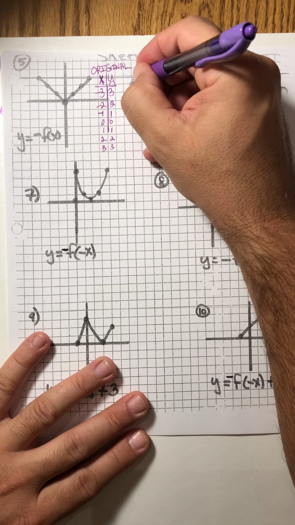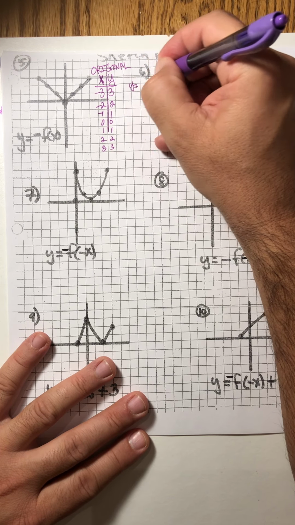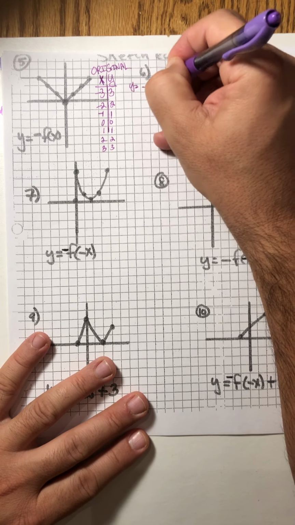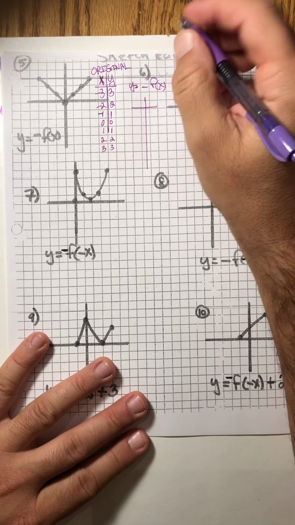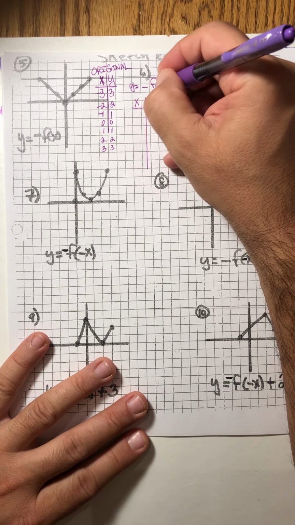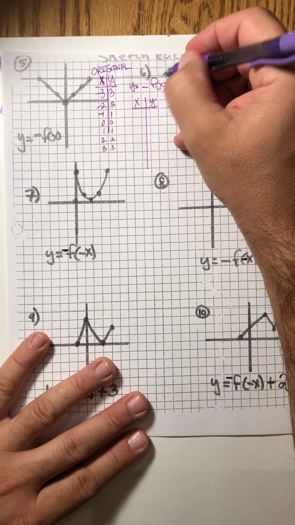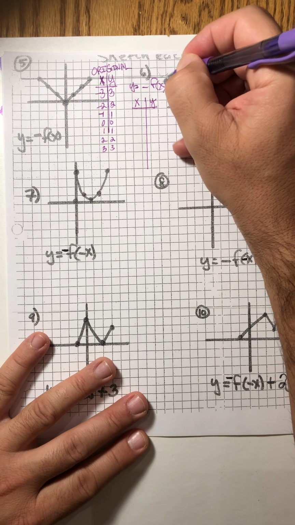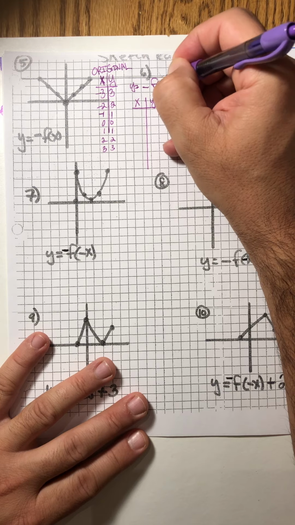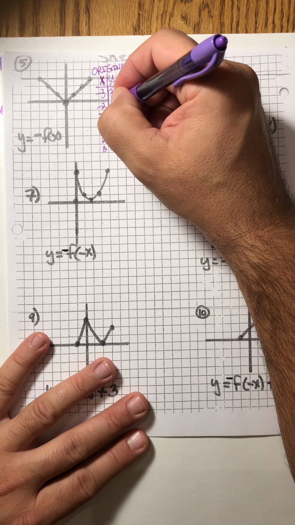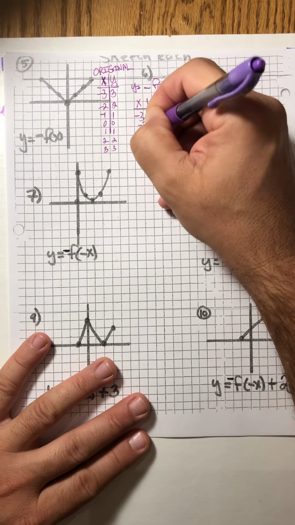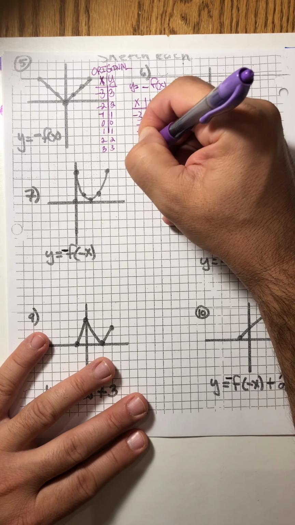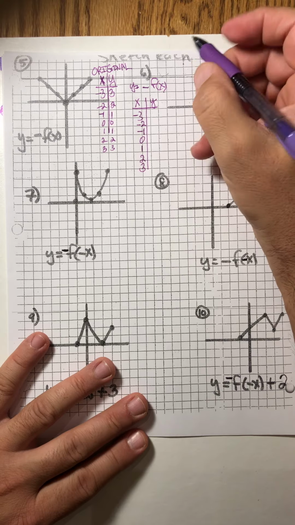And so now here is y equals negative f of x. So let me get this written down. Here's my x, here's the y. So what do we do to the x's? That's right, we're doing nothing to the x's. So all I'm going to do is rewrite all these x's. Negative 3, negative 2, negative 1, 0, 1, and 2, and 3.